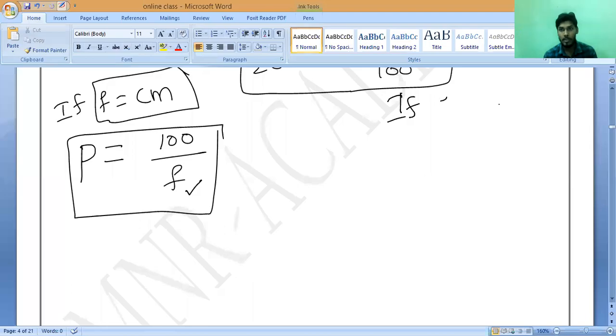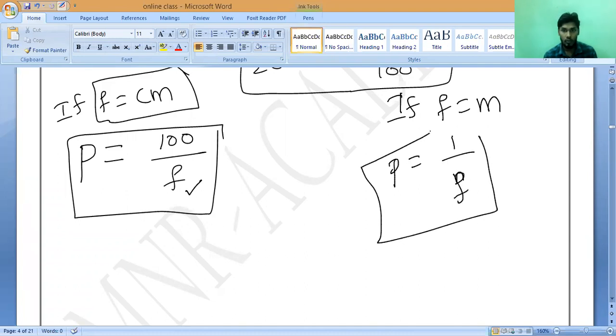So usually, if focal length is given in centimeters, I can use this formula directly: P equals 100 by f. If f is given in meters, then you can use the normal formula, P equals 1 by f. So these are the two formulas. When focal length is given in centimeters, directly go with P equals 100 by f. If f is given in meters, then P equals 1 by f.